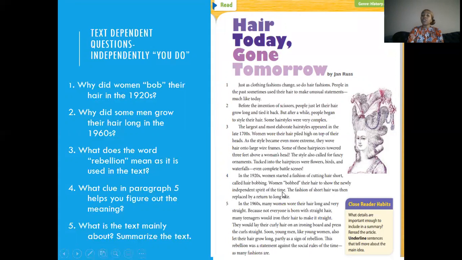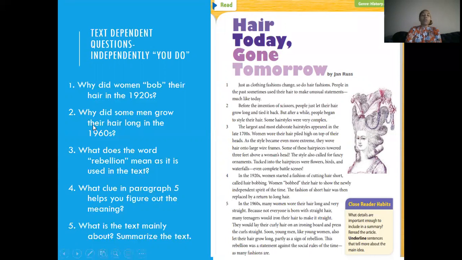If you remember history, women didn't have rights during that time. So when they did gain their rights, they wanted to show their freedom and independence. So they were able to express themselves by cutting their hair in what the style called a bob. So paragraph 4, sentence 2 is your answer.